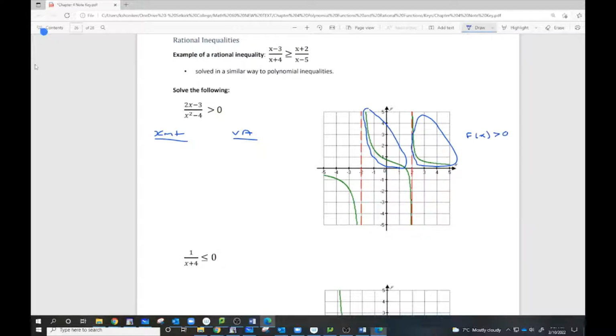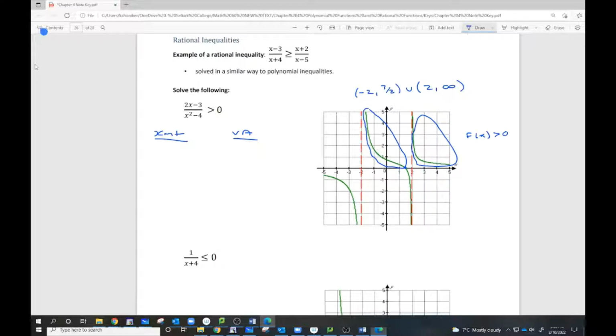So how do I describe these? Maybe you could look at the graph and say, hey, it's greater than 0 everywhere from -2 to this x-intercept at 1.5, or 3/2. And then you could say it's also from 2 up until infinity. Now, if you couldn't see that on the graph, how do we find these values? These values are our vertical asymptotes and our x-intercepts.